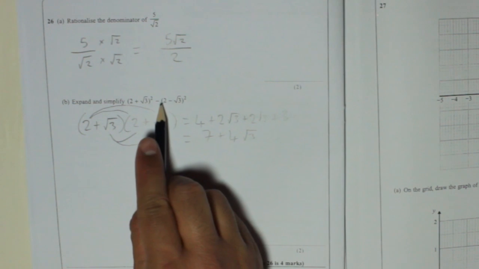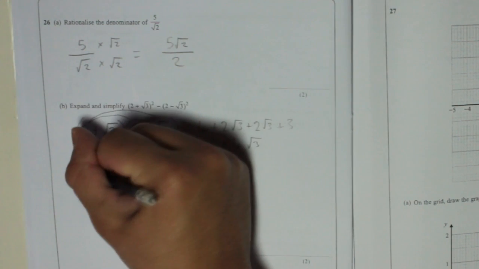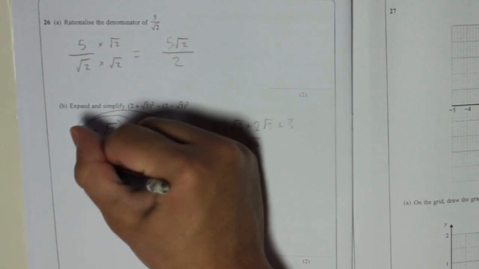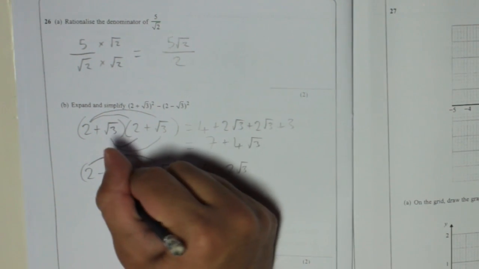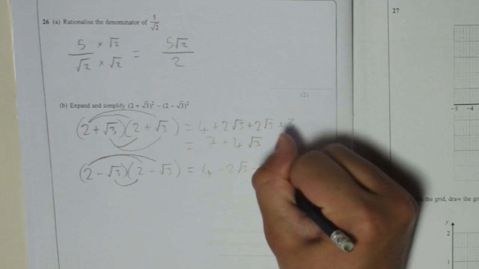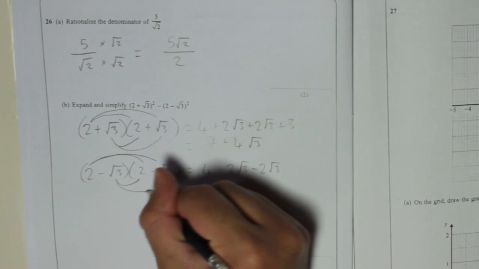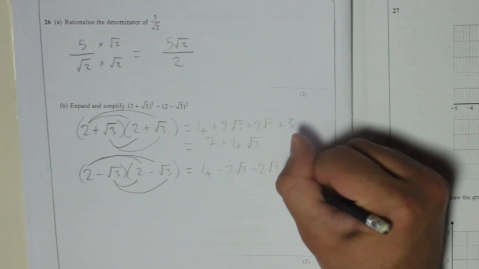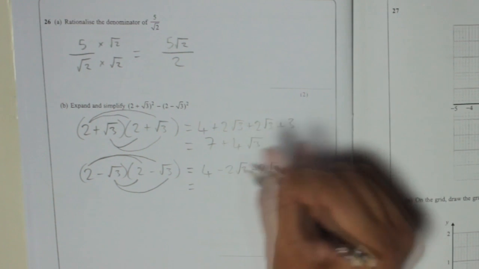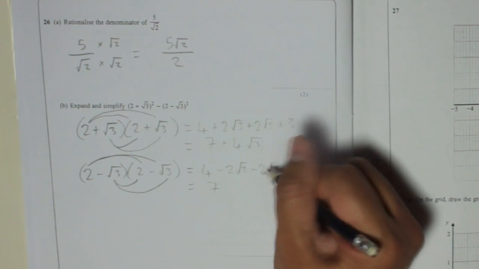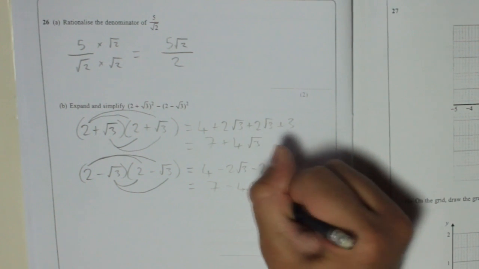Now the next part is over here. So 2 minus root 3, it's the same but with a minus. So 2 minus root 3 multiplied by 2 minus root 3 equals 2 times 2, 4. 2 times minus root 3 is minus 2 root 3. Minus root 3 times 2 is minus another 2 root 3. And then minus root 3 times minus root 3, minus times minus is a positive 3. Which comes to 4 plus 3 is 7. And then minus 2 root 3 minus 2 root 3 is minus 4 root 3.